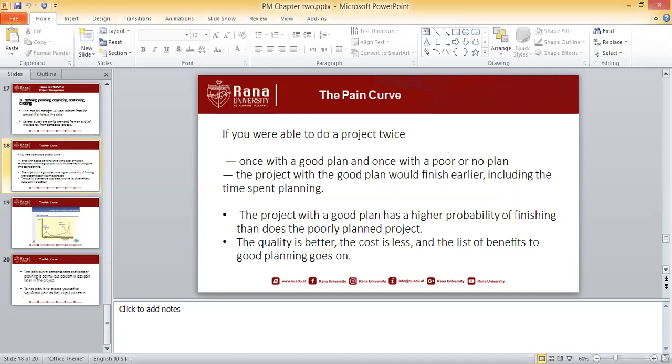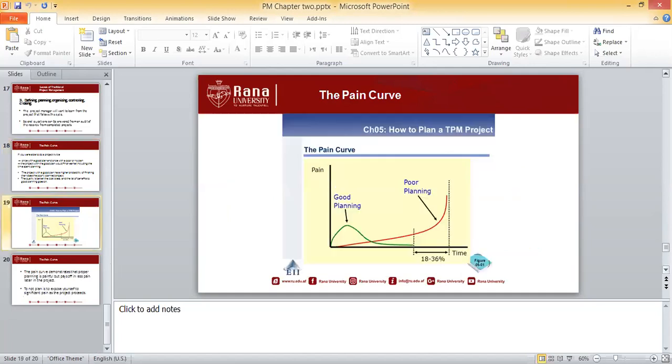Dear students, I'm going to talk about the pain curve. Let me show you the graph of this pain curve.